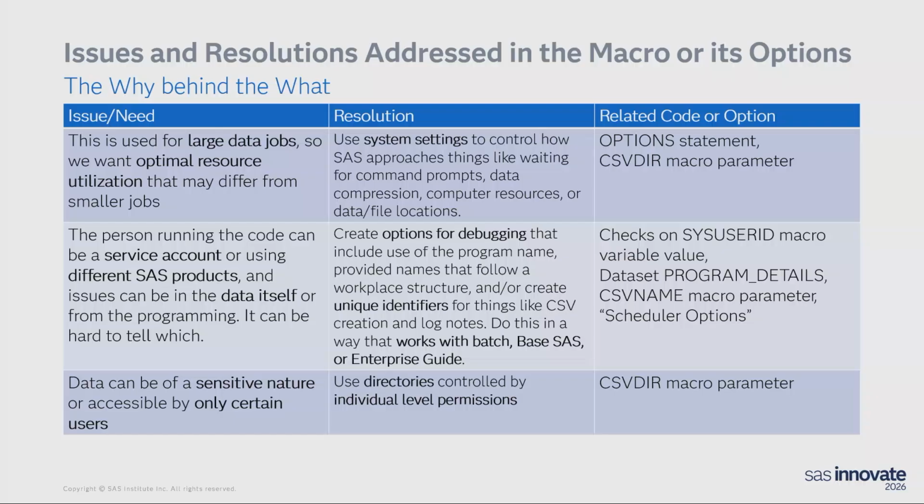here are some of the issues and resolutions that are addressed in the macro or its options. This and the next few slides can be used to understand why parts of the dynamic create table Redshift definition exist and help you determine if this code meets your needs. The last column can be used like search terms in the code or help guide you to the parts of the code that do this.